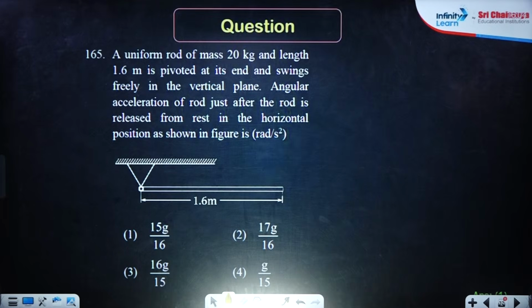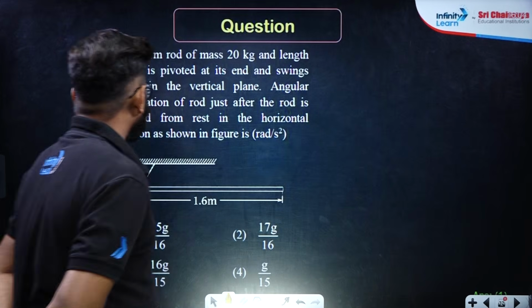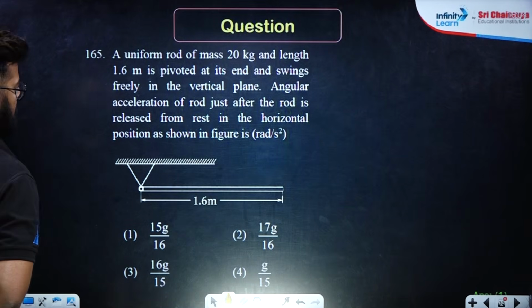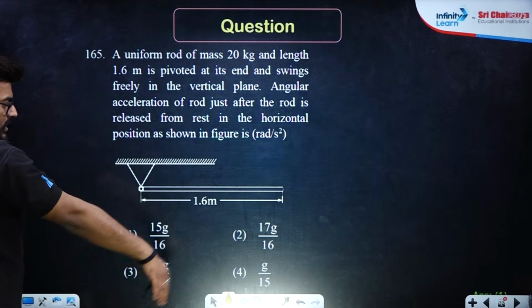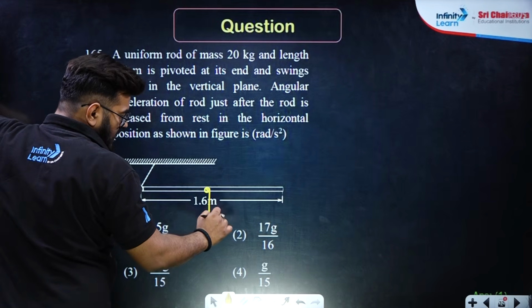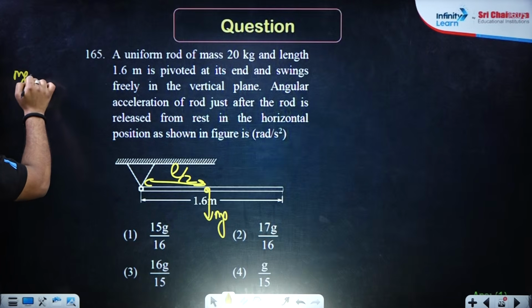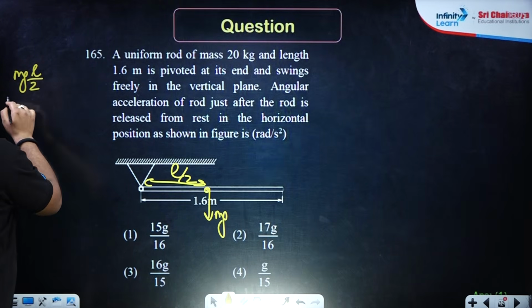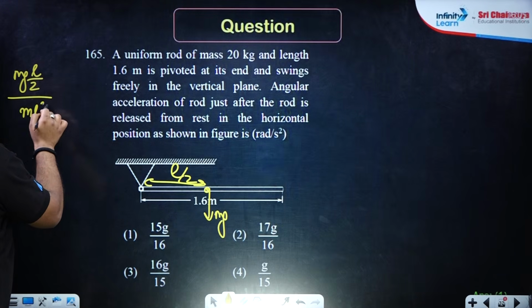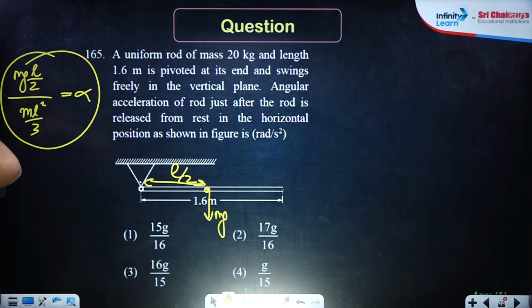Perfect. A uniform rod of mass 20 kg and length 1.6 meter is pivoted at its end and swings freely in the vertical plane. What will be the angular acceleration of the rod just after it is released from rest in the horizontal position shown in the figure? The angular acceleration will be the torque, mg into L by 2, divided by the moment of inertia, which will be mL squared by 3. This will be the value of alpha. Solve it, you will get the answer.